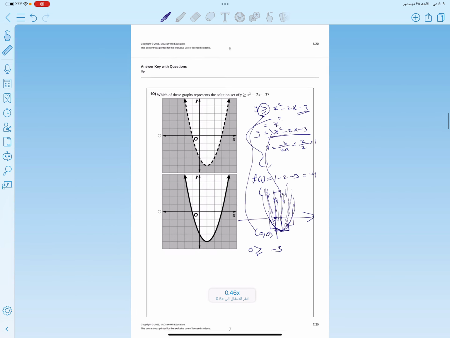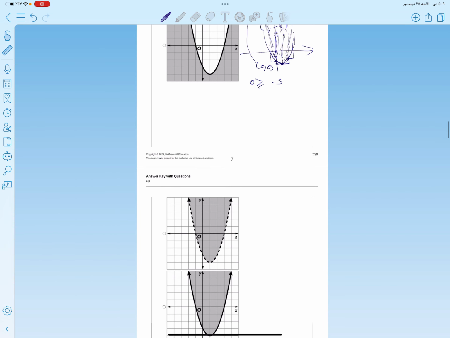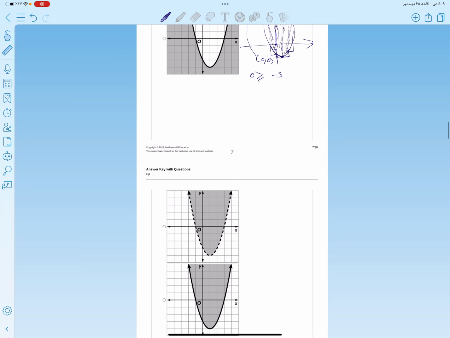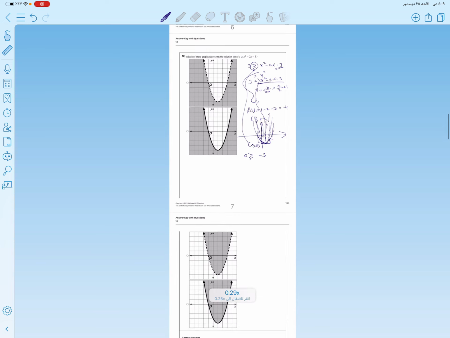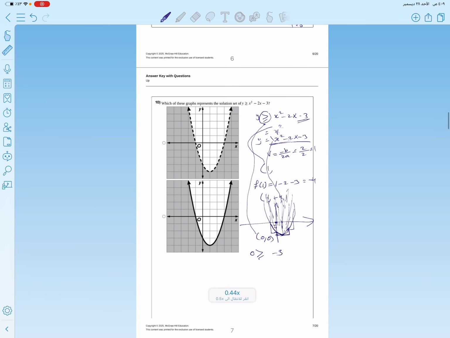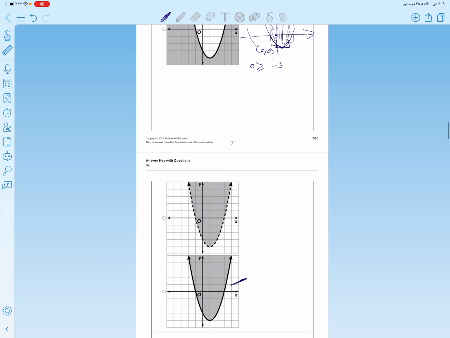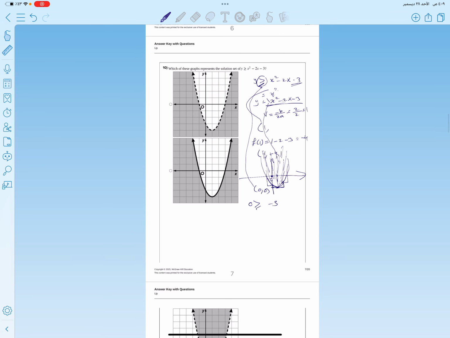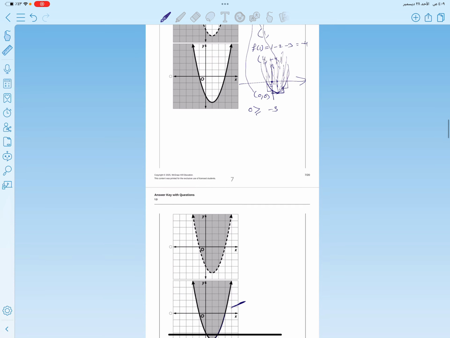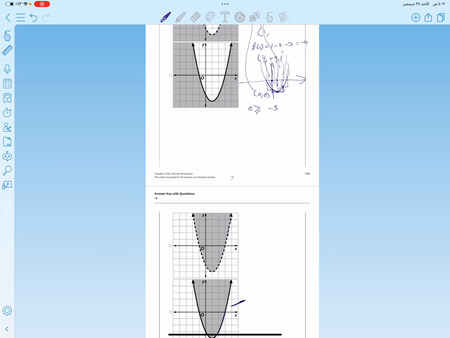We can choose which one? This one, number 4, as you like. But don't forget, because we have here an inequality with or equal, it will be a solid line. Look, if the question is without or equal, it will be a dashed line like this.